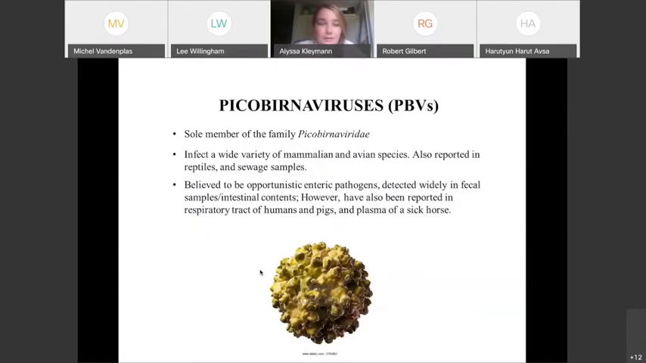To introduce you to the virus, picobirnaviruses are the sole member of the family Picobirnaviridae. They are found in a wide variety of mammalian and avian species, reptiles, and sewage samples. They are believed to be opportunistic enteric pathogens detected widely in fecal samples and intestinal contents. But it is noted that they have been reported in the respiratory tract of humans and pigs, and in the plasma of a sick horse.